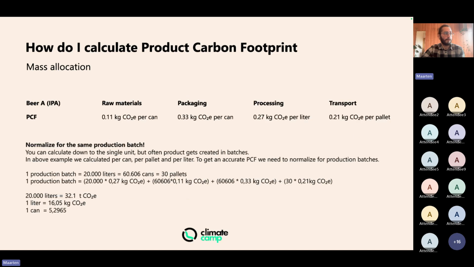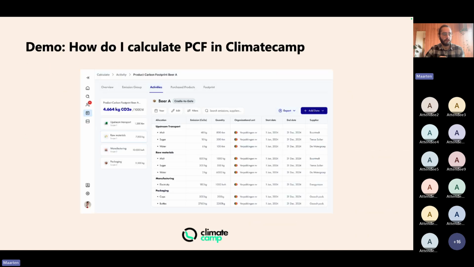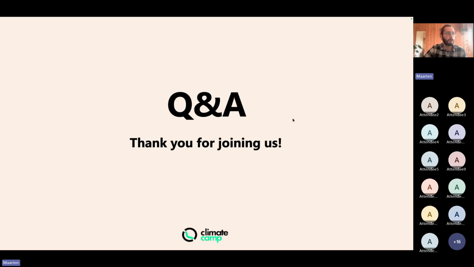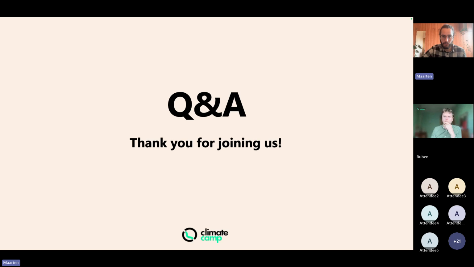So that was a short demo of how you can calculate product carbon footprints in ClimateCamp yourself. Now, I didn't see any questions pop up during the meeting so far, but let me just quickly check the Q&A section. What is the most significant gap in calculation methodology when comparing companies' current corporate carbon footprint to the requirements for calculating a robust product carbon footprint? I see that Ruben has joined me. I assume that he has seen this question.